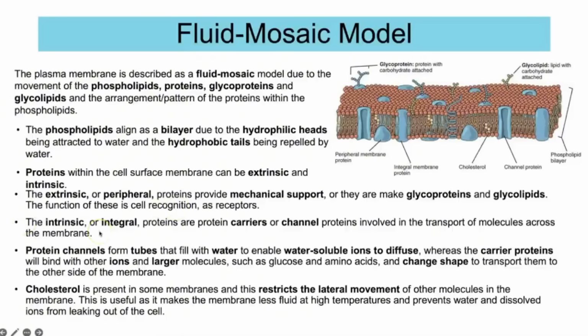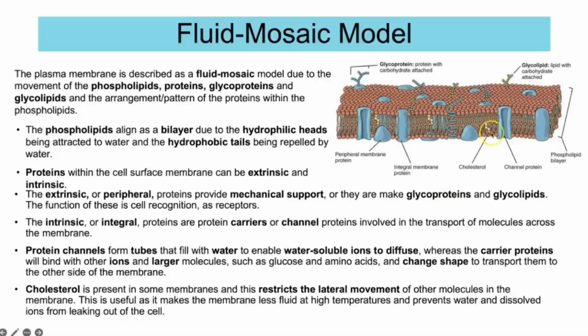The intrinsic or integral proteins are the carriers or channel proteins, which are involved in the transport of molecules across the membrane. Protein channels, like we can see here, form tubes that fill with water to enable water-soluble ions to diffuse, whereas the carrier proteins will bind with ions and larger molecules such as glucose and amino acids. They then change shape to transport the molecule to the other side of the membrane.